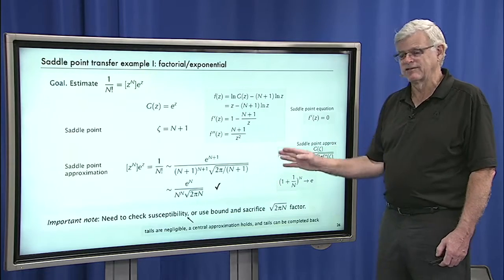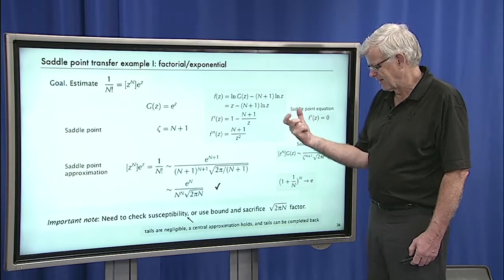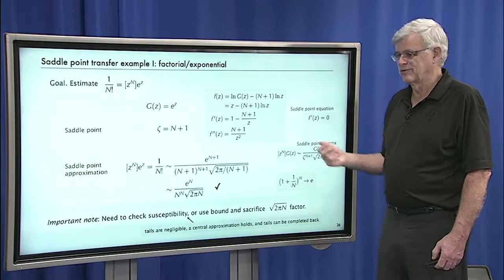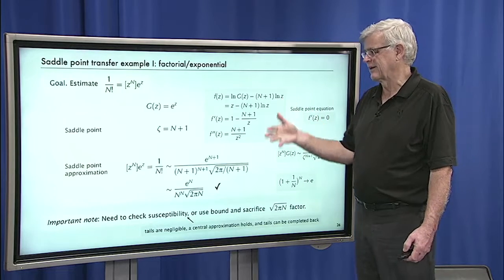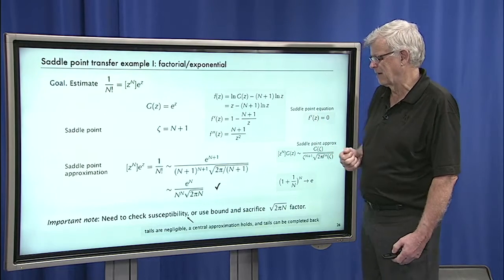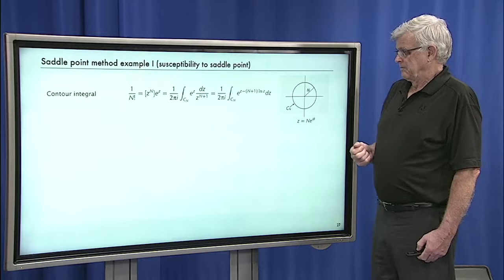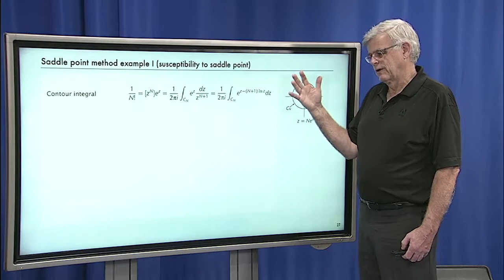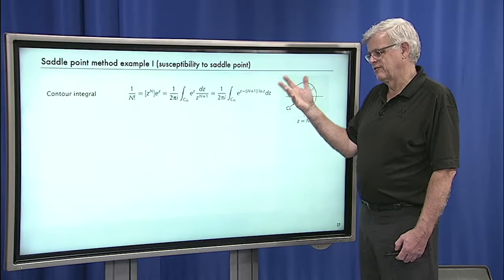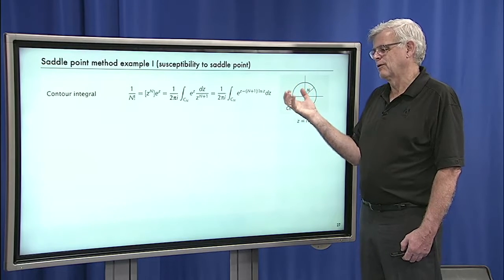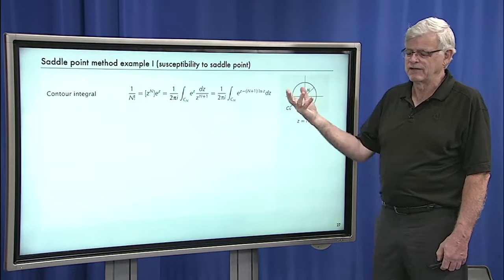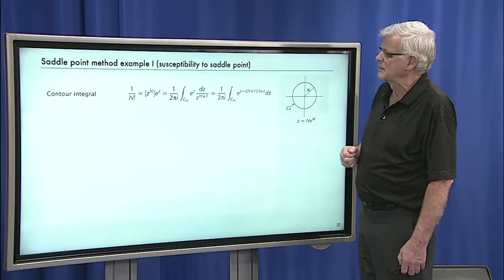And again, checking susceptibility, you have to check that the tails are negligible, that the central approximation is quadratic, and then we can complete the tails back in a reasonable way. And that's really doing the calculation for the particular function that we have. So at this level, we don't necessarily have the general schema, but this is an important starting point for limiting distributions. That is something advanced that we don't study in this course.